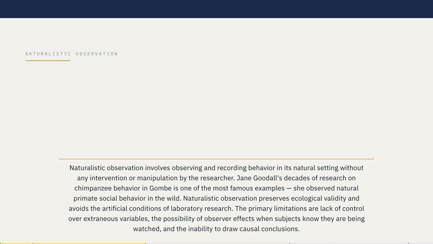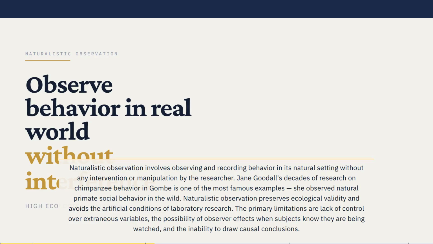Naturalistic observation involves observing and recording behavior in its natural setting without any intervention or manipulation by the researcher. Jane Goodall's decades of research on chimpanzee behavior in Guam is one of the most famous examples. She observed natural primate social behavior in the wild. Naturalistic observation preserves ecological validity and avoids the artificial conditions of laboratory research. The primary limitations are lack of control over extraneous variables, the possibility of observer effects when subjects know they are being watched, and the inability to draw causal conclusions.